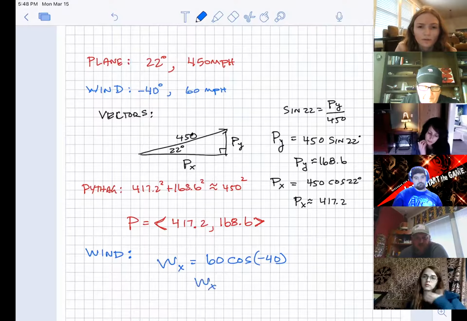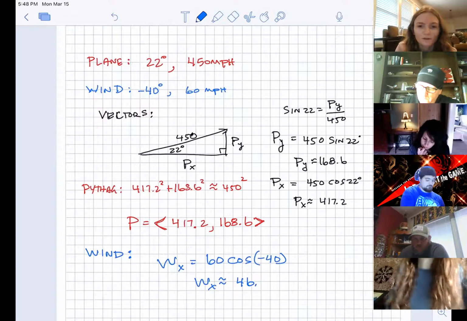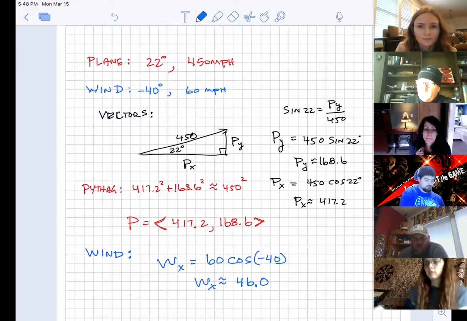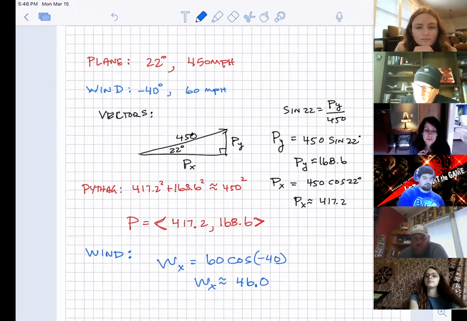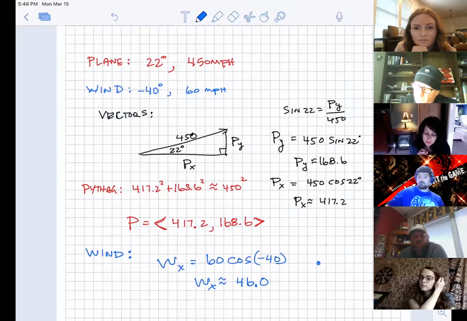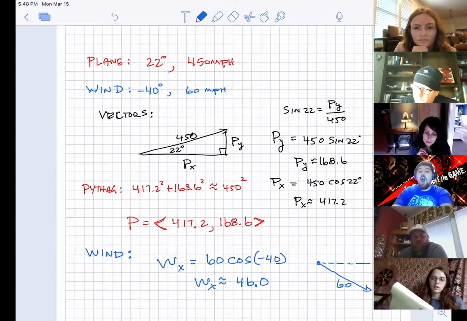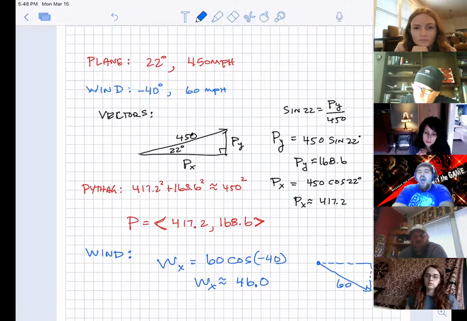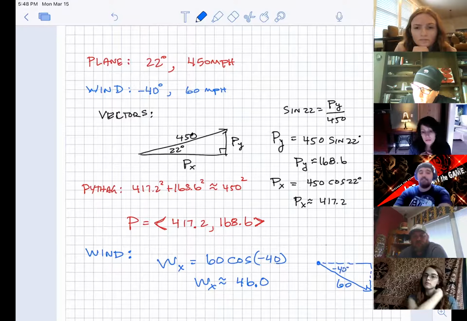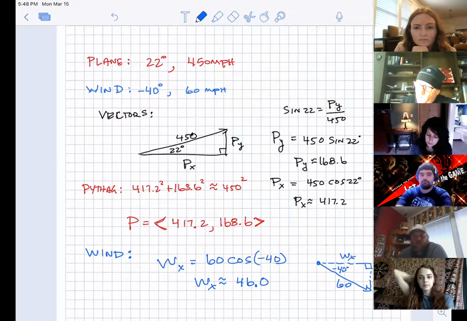So how do you know that the wind of X is 60 cosine of negative 40? Because it's always going to be cosine because it's X. And if I draw that right triangle just for the wind, since the wind was negative 40, so there it is, and that's 60 miles an hour, then that creates a right triangle. This is my negative 40. And so this is the wind in X and this is the wind in Y.